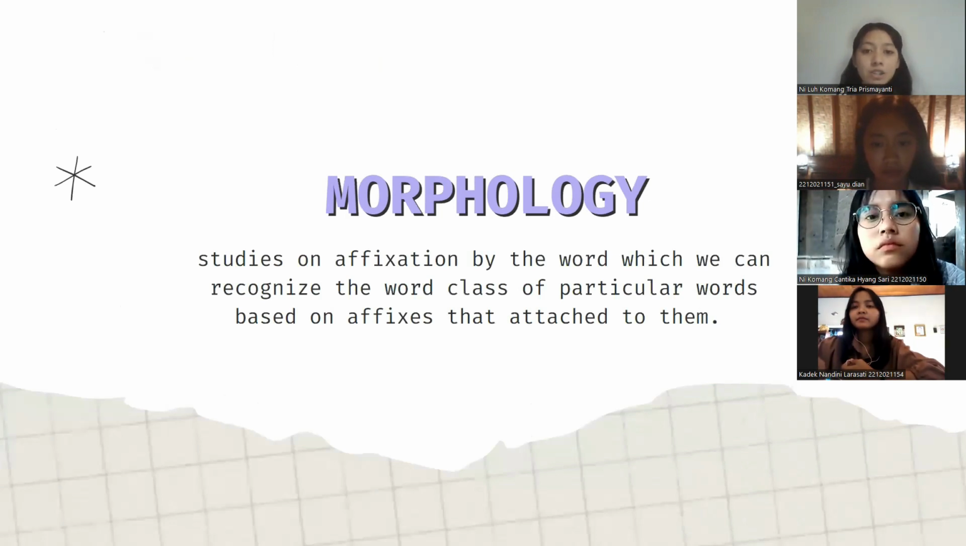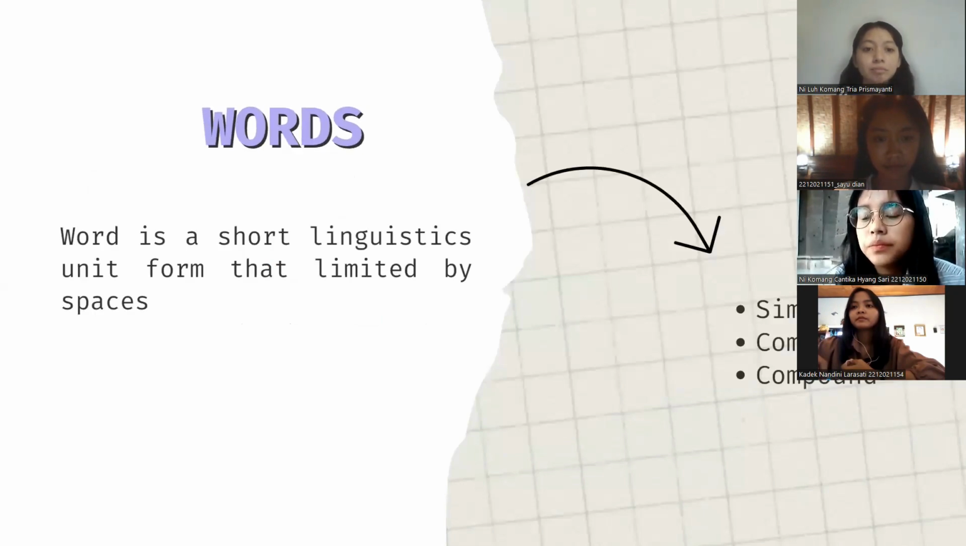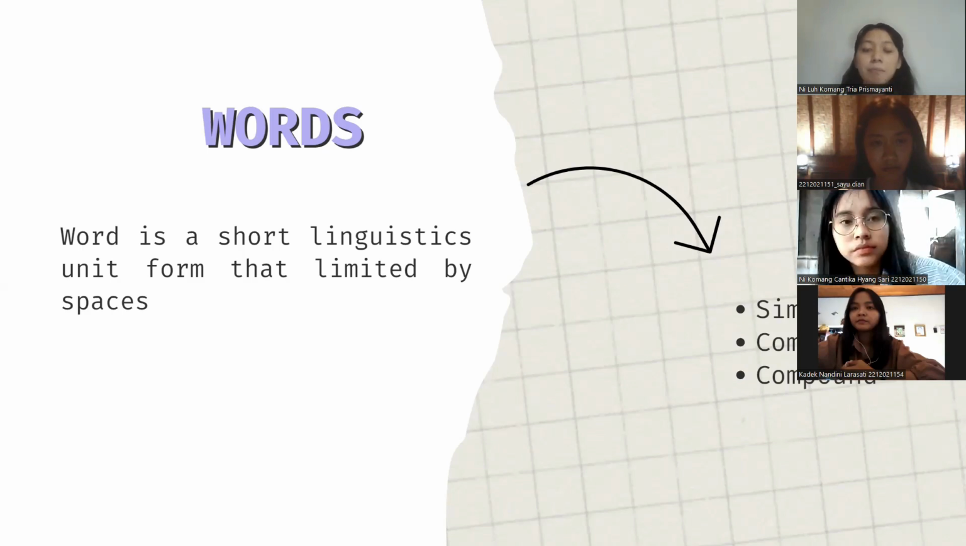Morphology studies affixation, by which we can recognize the word class of particular words based on the affixes that attach to them. We can even study how to pluralize a noun in English grammar by studying English morphology, especially English inflection. In studying morphology, words have an important role in the linguistic knowledge that we use and need to communicate with others every day. A word is a small unit of linguistic form limited by spaces. Although it is small, we need it to make a sentence. Words can be simple, complex, or even compound.